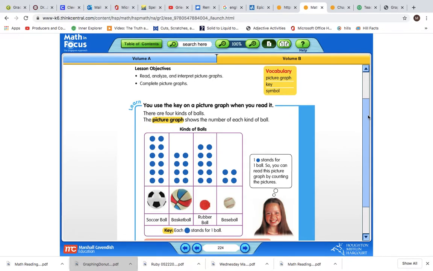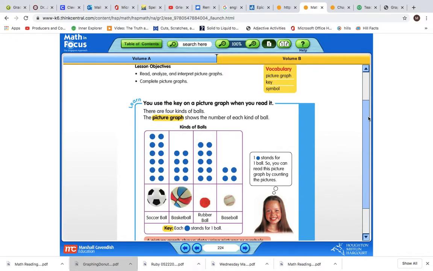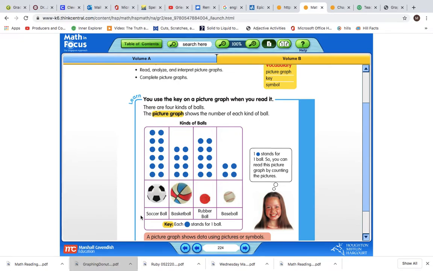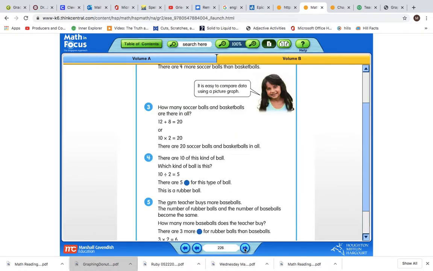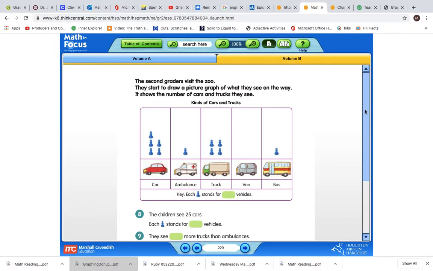We know that a picture graph is a graph that uses pictures or symbols to display data or to give information. So the key is the part of the picture graph which explains what each symbol stands for. It's also the place that we need to look at immediately because it tells us what we're counting by. Yesterday we read several graphs together and we're going to continue with that. Today we're going to start with this graph.